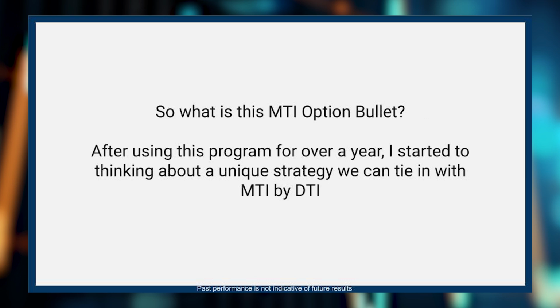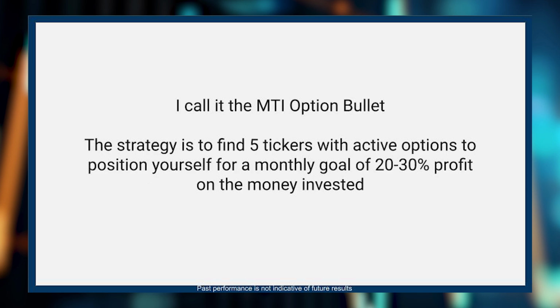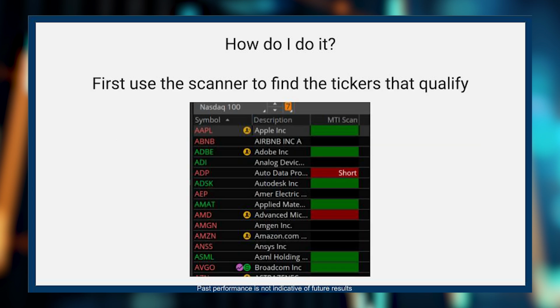The next thing I introduced was the MTI Option Bullet. After using the program for over a year, I said, we can use this. We're only scratching the surface. I started thinking about a unique strategy that we can tie in with MTI by DTI. I call it my MTI Option Bullet. The strategy is to find 5 tickers that qualify with active options to position yourself for a monthly goal on options of 20 to 30% profit of the money you put out there. Pretty aggressive. But first, use the scanner to find the tickers that qualify.